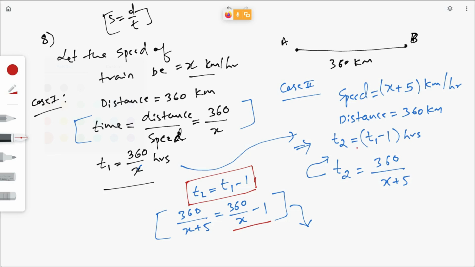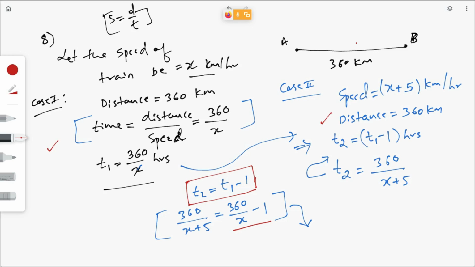Yes, sir. Actually, that is a relation between the time taken in the first case and the time taken in the second case. See here, what was the time taken in the second case? Time taken in the second case is 1 hour less than the time taken in the first case. Yes or no? Read the question again. As per the second statement from the question, if the speed had been 5 km per hour more, it would have taken 1 hour less. See here, the distance is same in both the cases, 360 kilometers and then 360 kilometers.